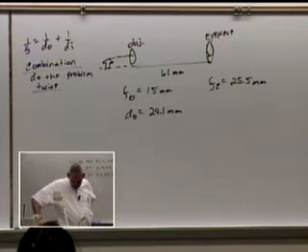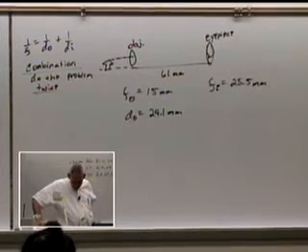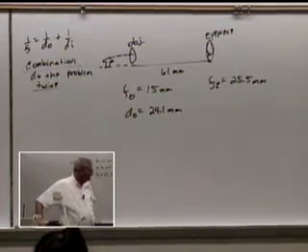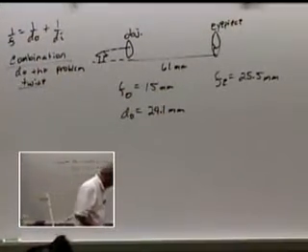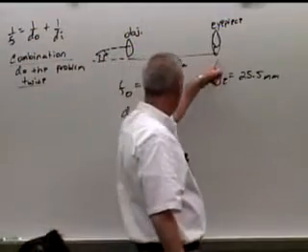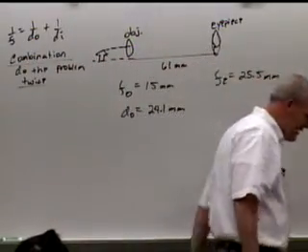The microscope is being used to examine an object that is 24.1 millimeters away. We've got all that in front of the objective. Find the final image distance. Okay? So what we're going to do is we're going to find the final image distance from the eyepiece.